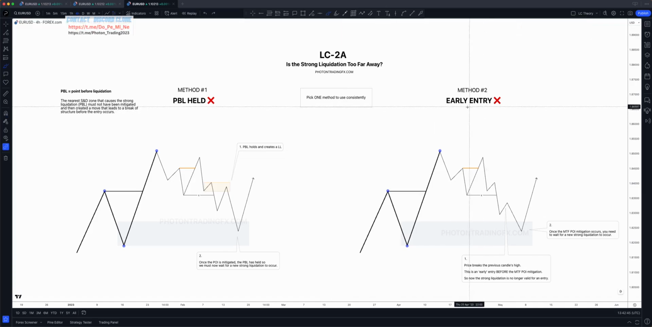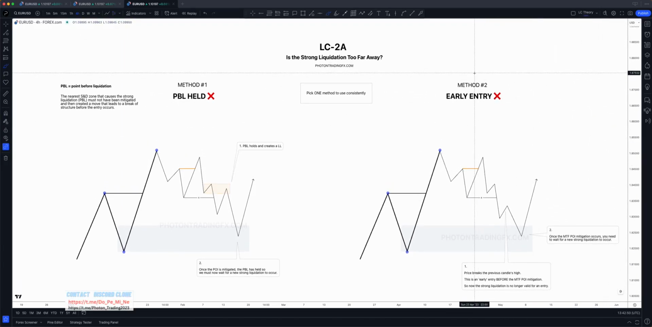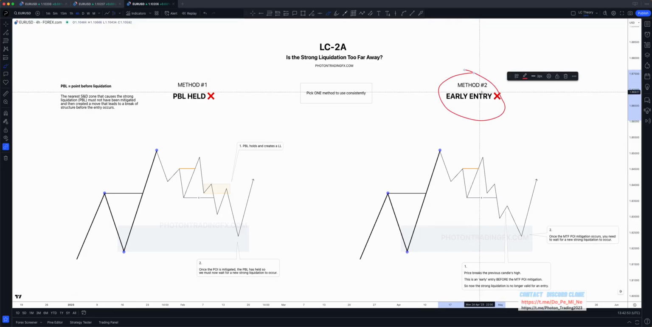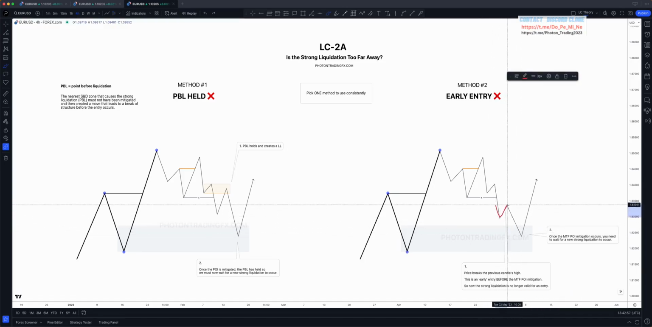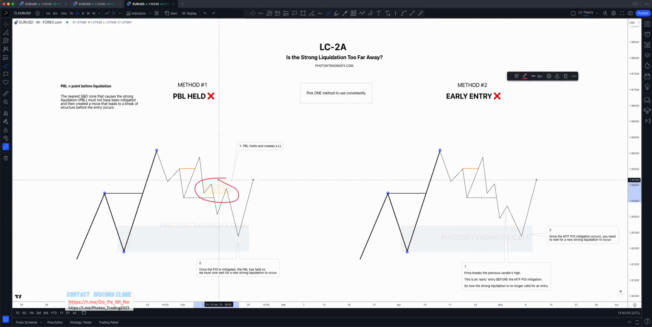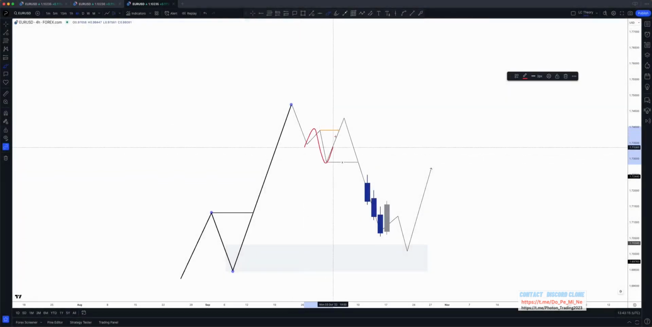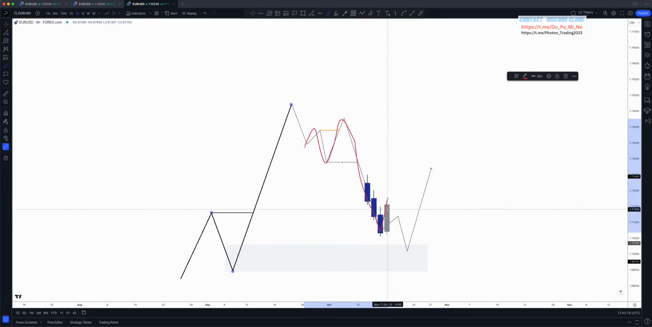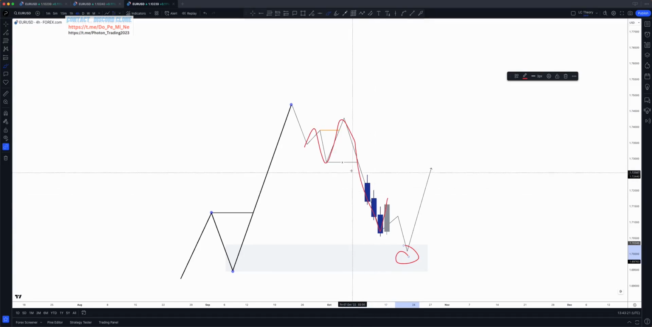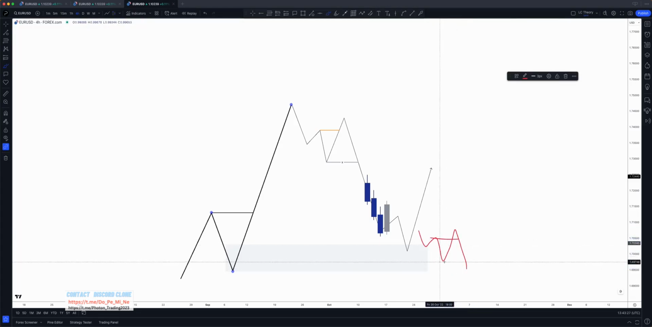I don't have the data to say which one is better because I haven't tested this approach. I would say in theory, I could be wrong, but in theory, this approach to me would seem more conservative because I'm happy if price does give that early entry, but then comes in here, I'm still happy to trade that liquidation. Whereas if you use this method, then obviously it's no longer valid. I personally use the PBL method. So I'll just go over that one more time. If the strong liquidation occurs and price is pulling back, but then it gives that entry before we get the POI mitigation, then this liquidation is no longer valid and you would need to see a new one form. It really is as simple as that.